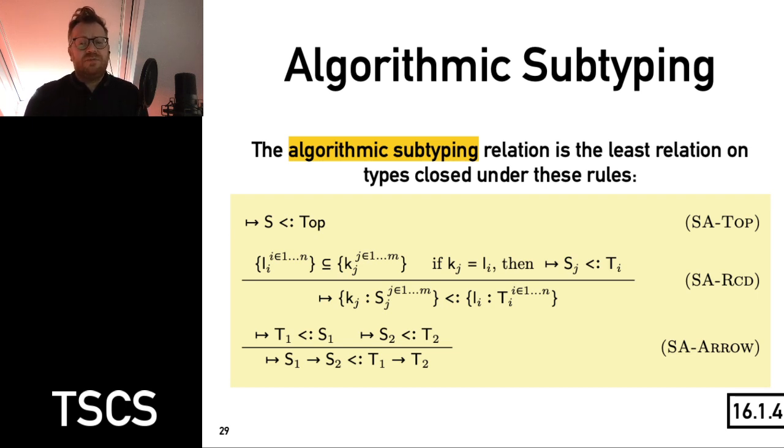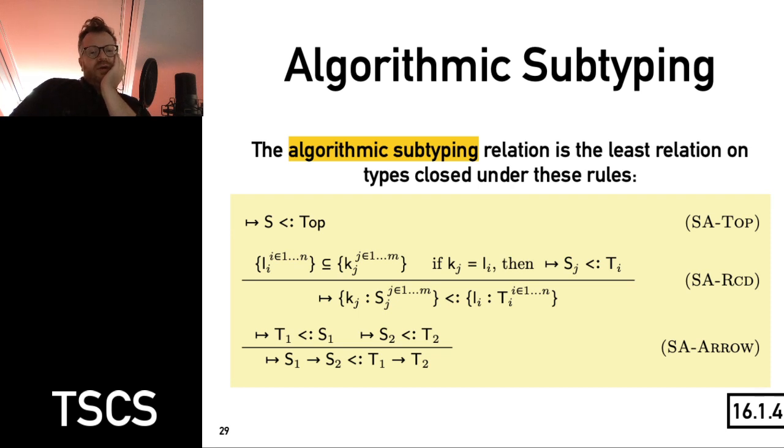So this is algorithmic subtyping, and the algorithmic subtyping relation is the least relation on types closed under these rules. What does this mean? It's again a relation, and it is of course again the smallest relation, so the least relation on types. So we relate types to types here, and these are the three rules to do that. So let's look at those a little bit.